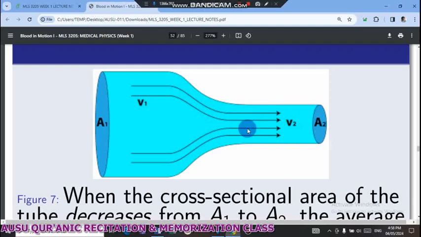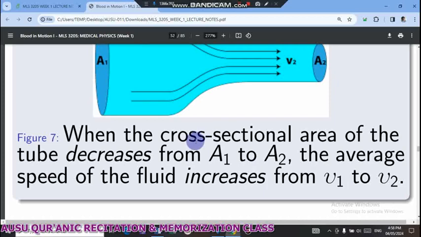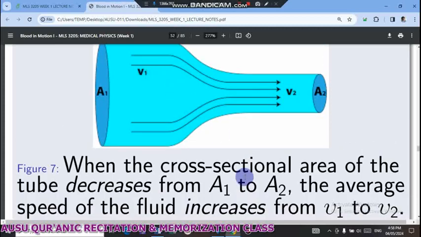But this holds if my number is 1. Can you see? Because I have one branch here, I have two branches here. What if I have more than one branch? Okay, more than one branch. We will see that later and see how it changes. We will see that in problem solving, inshallah. When the cross-sectional area of the tube decreases from A1 to A2, the average speed of the fluid increases from V1 to V2.